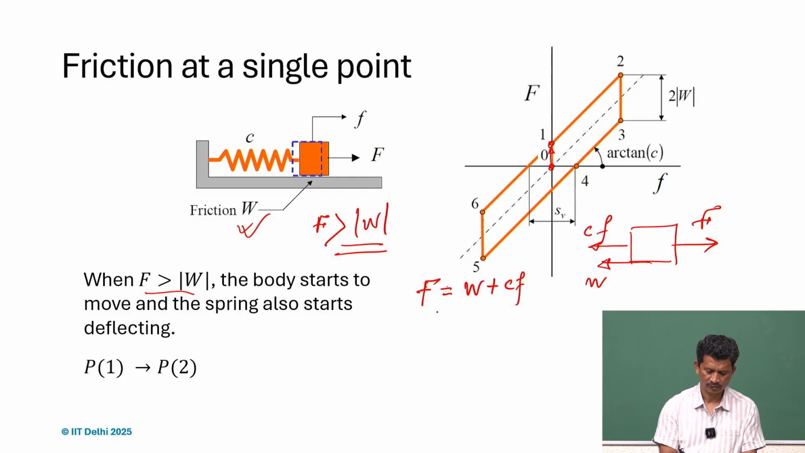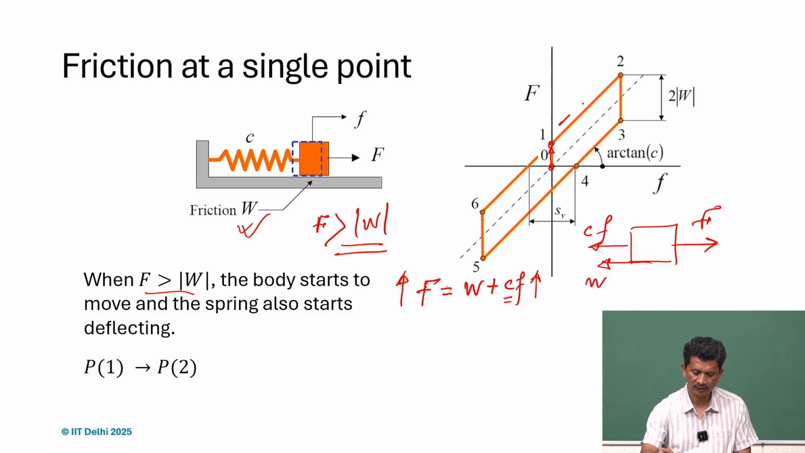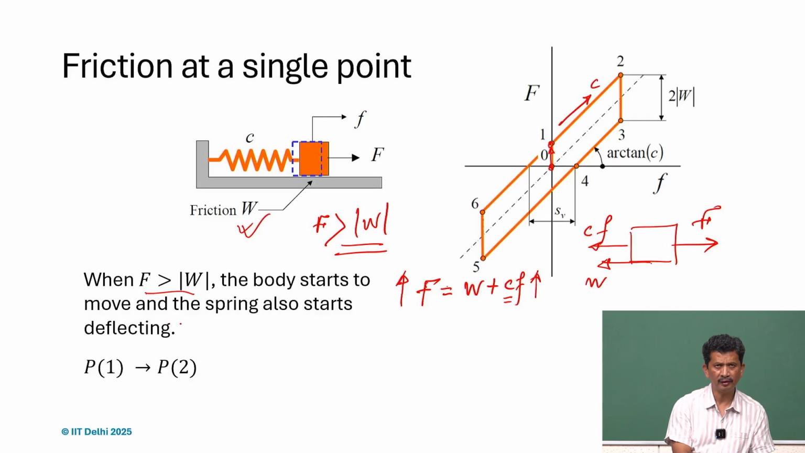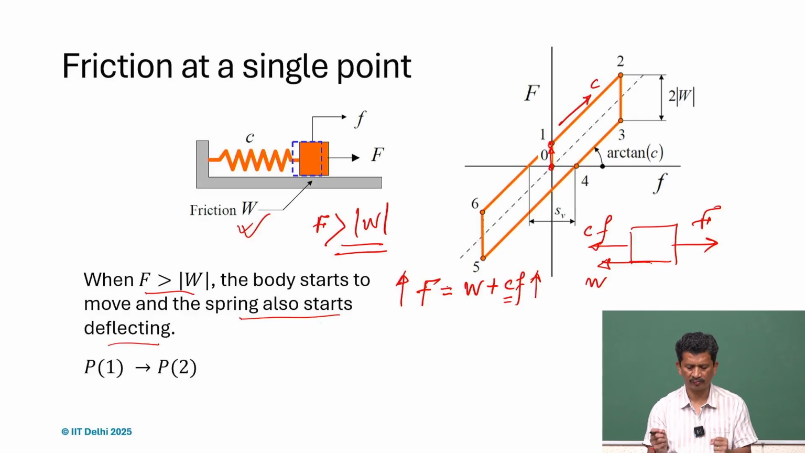So of course, now what we see here, as we keep increasing this F, this displacement will also increase and the slope will be C. So it will start moving in this direction, and this is the stiffness. The slope will be the stiffness of the spring. So the body will start moving and the spring will also start deflecting. So there will be deflection in the spring, and that will balance the external force.